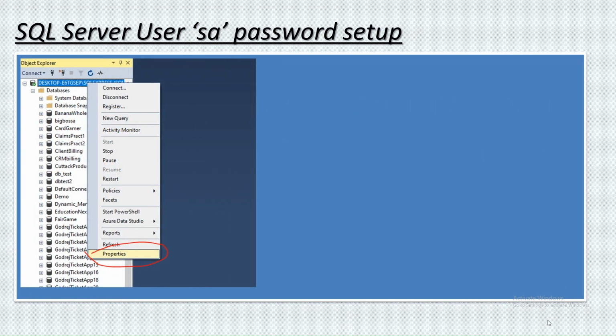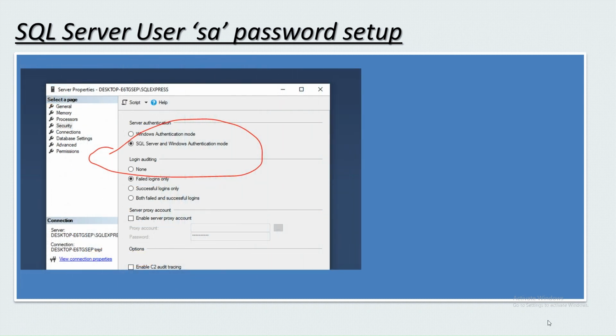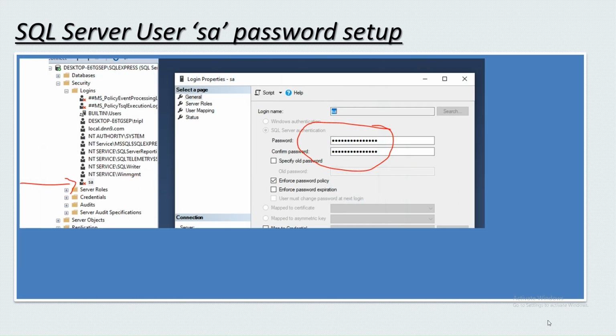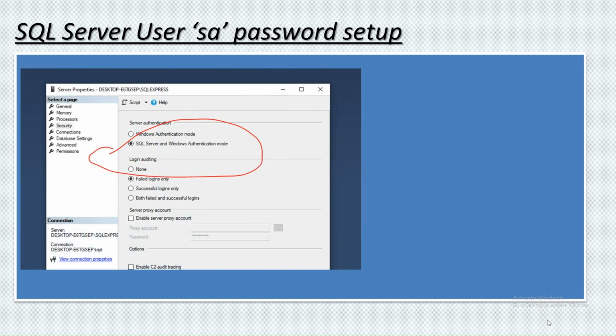Now right click on your connection. Select properties. On the name of your connection, sorry, not the database, the connection, just like in the picture. Then in the properties you would see Windows authentication and SQL Server authentication, and you might see that Windows authentication is selected. So select SQL Server and Windows authentication mode. After you do this, save it.